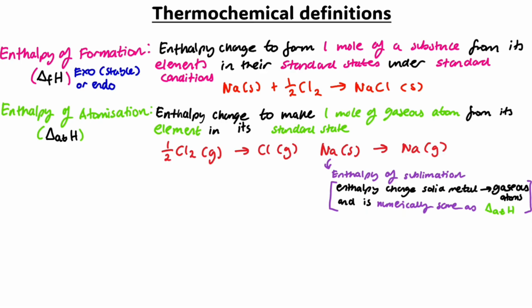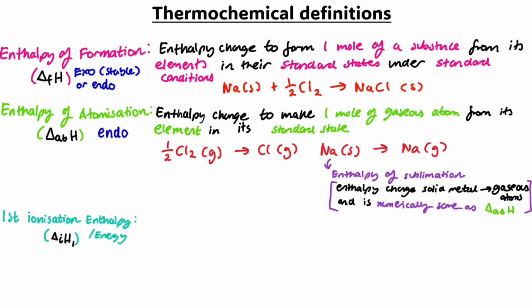Oh, I also forgot to mention that the enthalpy of formation is exothermic. Exothermic means the arrows will go down, and endothermic means the arrows will go up. And if the enthalpy of formation is exothermic, that means it's stable. Then the enthalpy of atomization is endothermic, so that means it goes up. The arrows go up in the Born-Haber cycle.